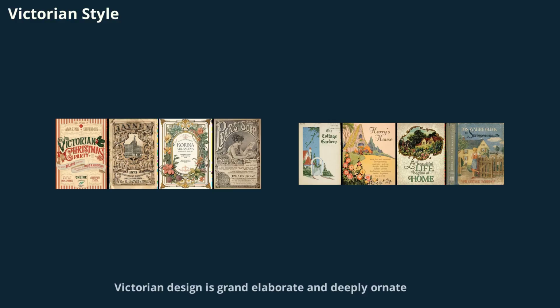Victorian design is grand, elaborate, and deeply ornate, stemming from the aesthetics of the 19th century British monarchy. It reflects wealth, refinement, and a love for detail, often used today for vintage or historical storytelling. Core elements are ornate serif fonts, damask patterns, deep reds and greens, gilded frames, and heavy florals. The mood is opulent, historical, and romantic, ideal for book covers, tea brands, vintage fashion, or museum events.